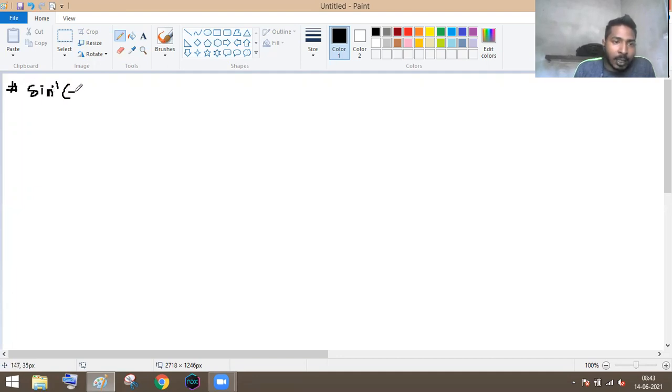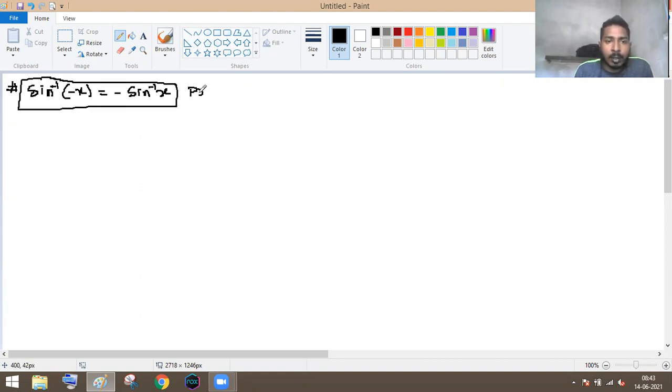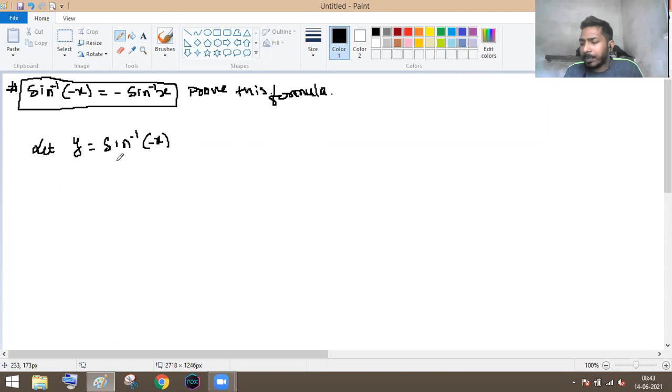sine inverse minus x equals minus sine inverse x. We have to prove this formula. For that, I will assume, let y equal to sine inverse minus x. Can we assume like this? y equals sine inverse minus x. Yes.